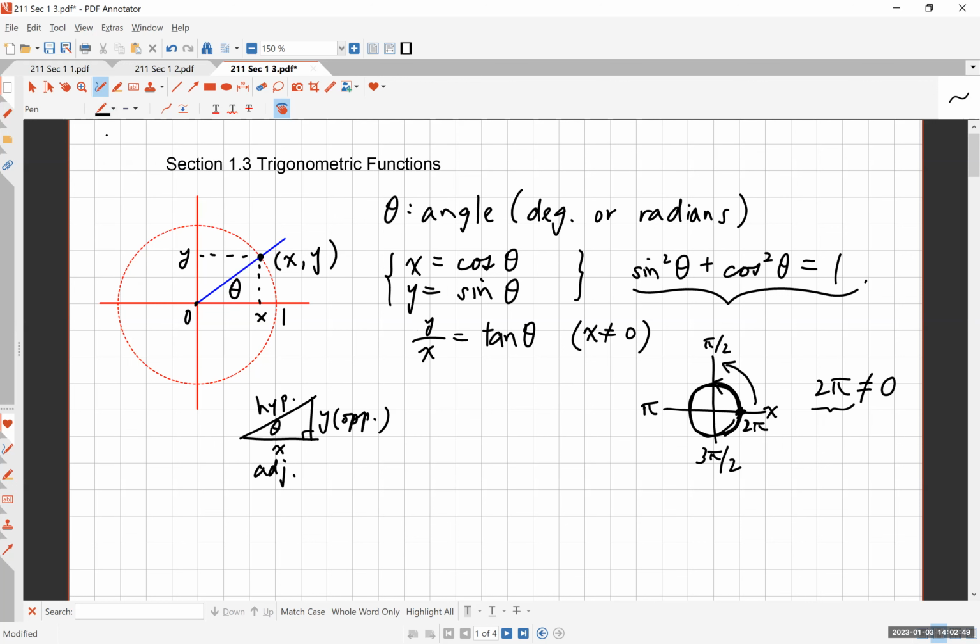All right, by the way, maybe you learned sine as opposite over hypotenuse, cosine as adjacent over hypotenuse. Those definitions are okay as long as theta stays small, like less than 90 degrees or less than pi over 2. But that kind of definition is insufficient, for instance, when you describe a negative angle or a theta bigger than or equal to 90 degrees. So we stick to these more general definitions when we talk about trigonometric functions.